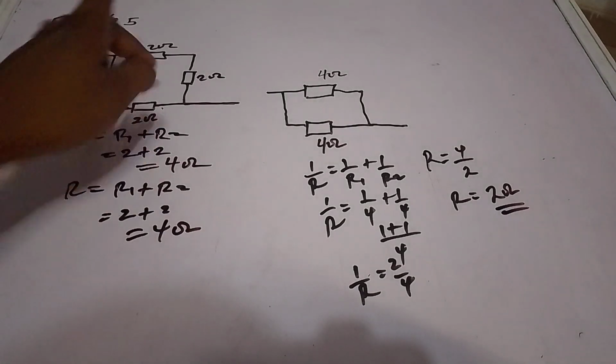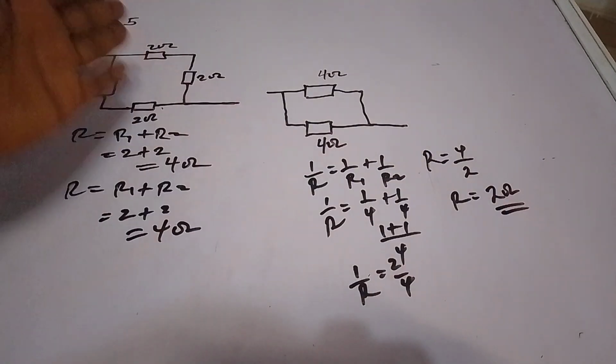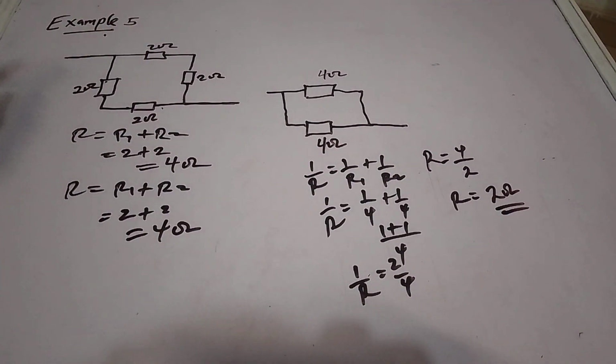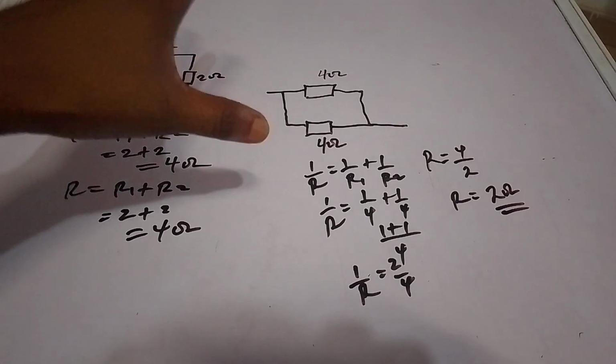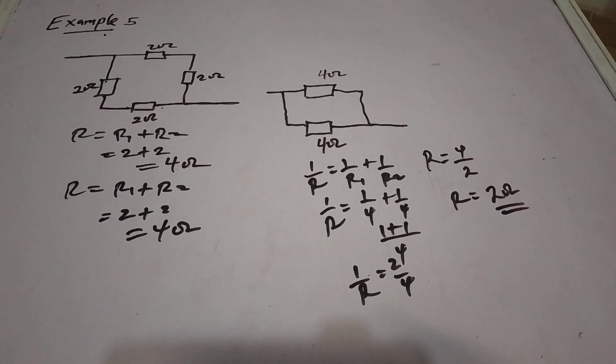You see the difference now between this one and the previous one. The previous one gave us 8 ohms, while this one is giving us 2 ohms. So it depends on your ability to determine if the circuit is a parallel connection or a series connection. That will determine whether you are going to get a correct result or not.